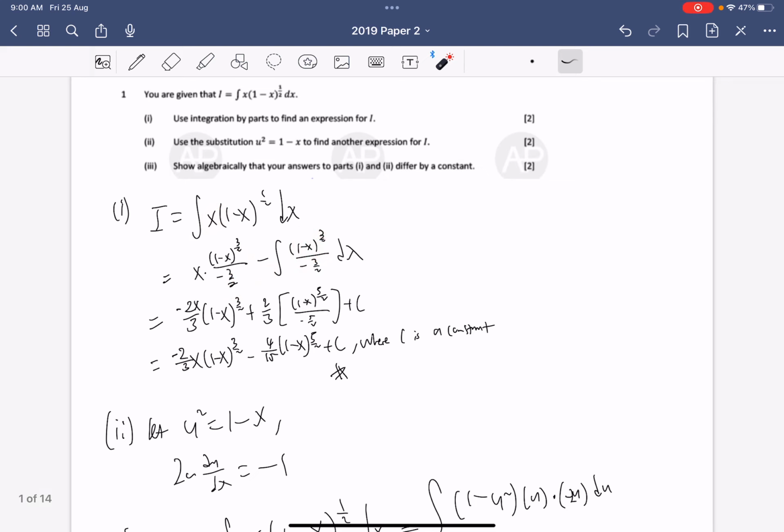And the reason why you choose x to be the one you differentiate is because when you differentiate x, it becomes 1 and it gets removed. So it makes the expression simpler. When you want to do integration by parts, your focus is to make the expression simpler.